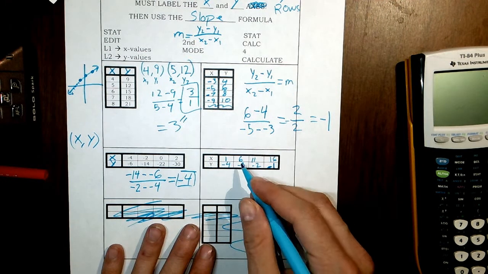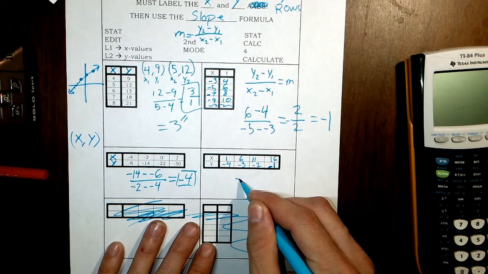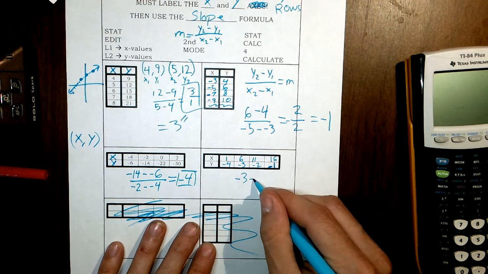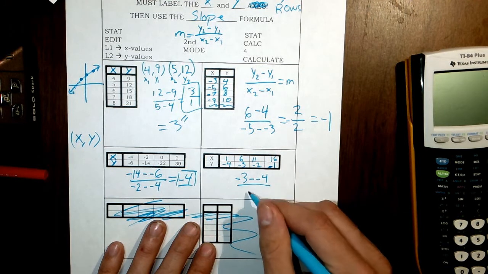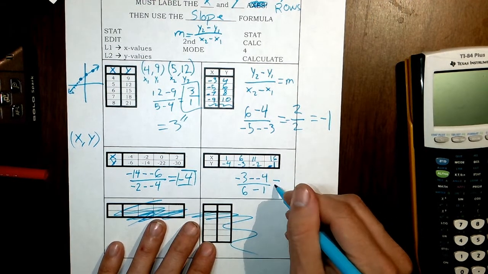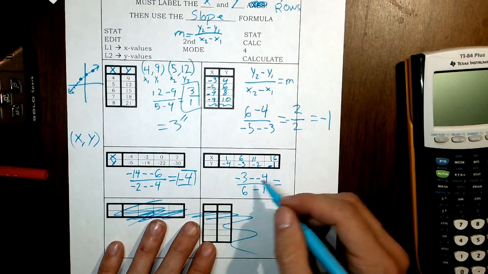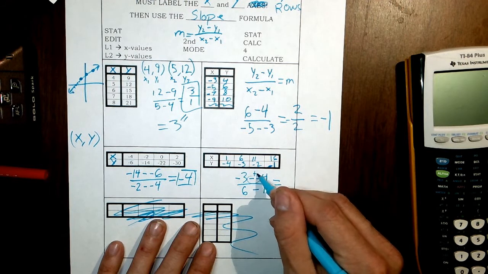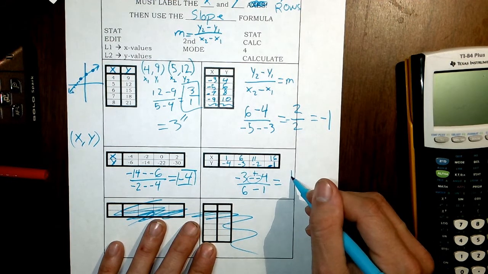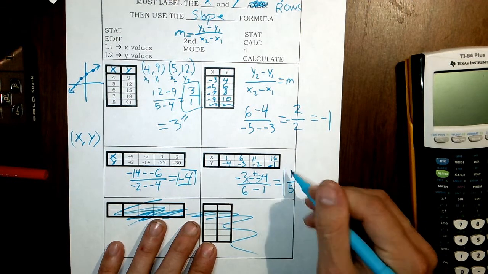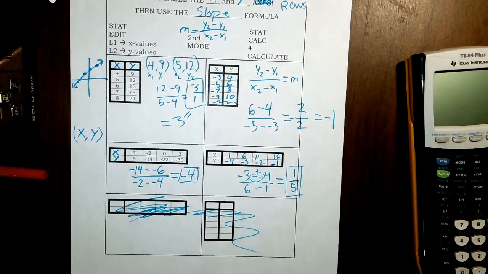Over here, our second y value is negative 3. Our first y is negative 4. 6 minus 1, those are our x's. We can just put this exactly as it is into the calculator. What you'll get is 1 over 5. Positive 1 over 5. Just make sure it was positive. All right, that's it on the notes.